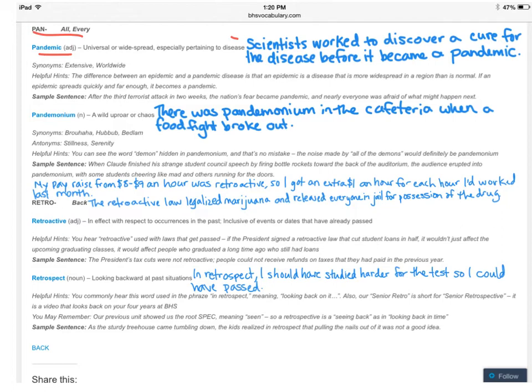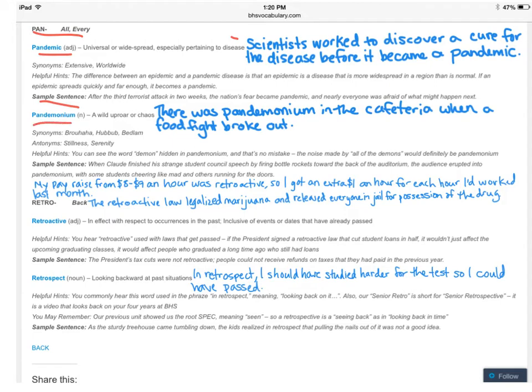And the sample sentence was, after the third terrorist attack in 2 weeks, the nation's fear became pandemic, and nearly everyone was afraid of what might happen next. So this one isn't referring to a disease, but is referring to something, in this case fear, which was really widespread.